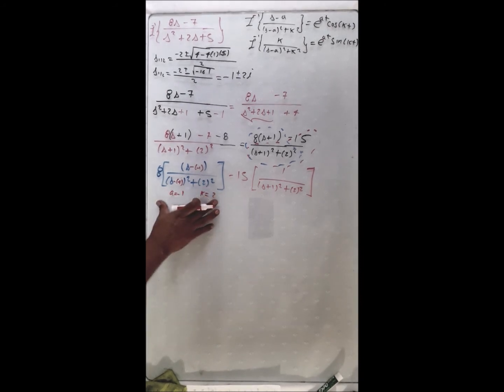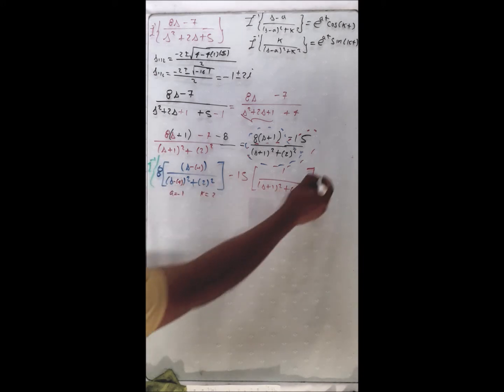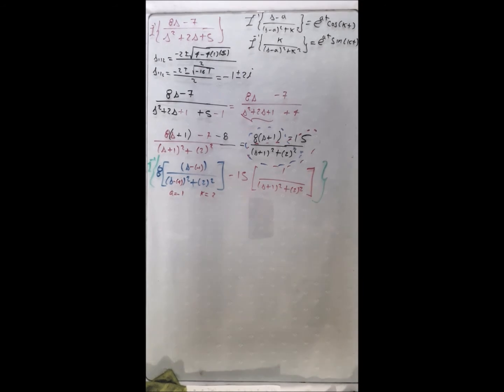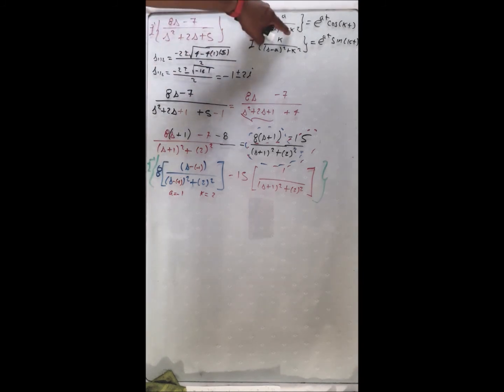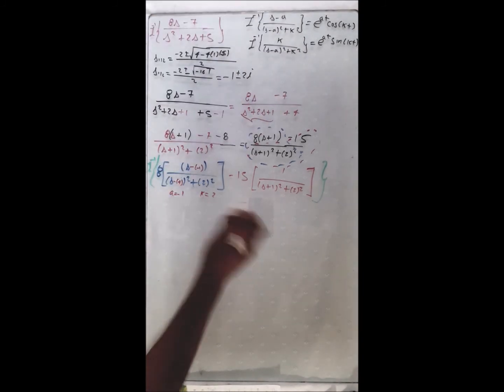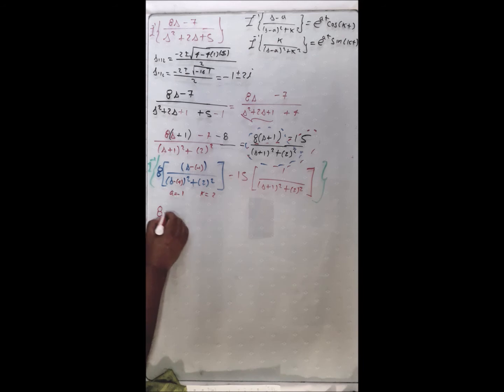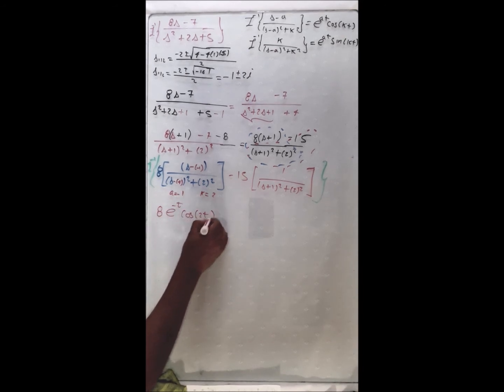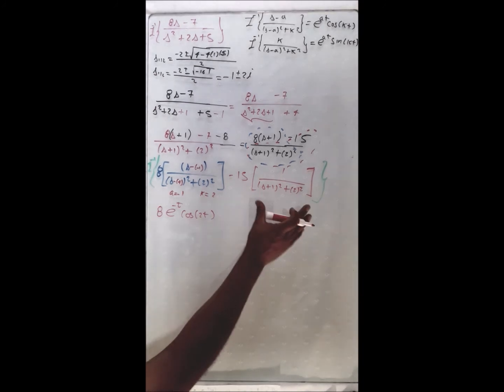So for this number, if we apply the Laplace inverse, which is what they are asking, the Laplace inverse of all these, then if we apply this formula, the value of a happens to be minus 1, and the value of k happens to be 2. So the Laplace inverse of this is going to be 8 exponential of minus t cosine of 2t. And then the Laplace inverse of this.